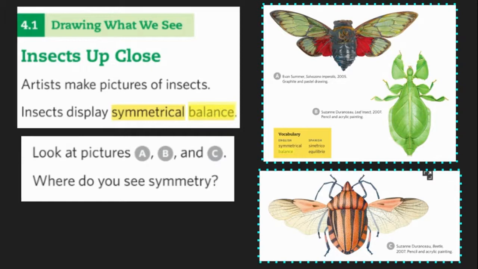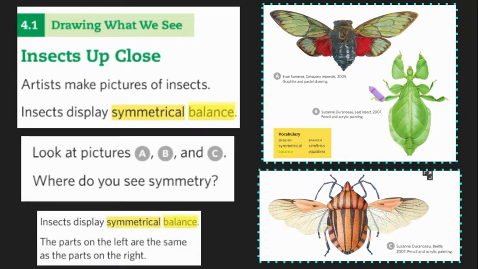It says here, insects up close. Artists make pictures of insects. Insects display symmetrical balance. So the balance feels even, and there's symmetry, so it'll be the same on both sides. Look at picture A, B, and C. Where do you see symmetry, boys and girls? Very good. The parts on the left are the same as the parts on the right.